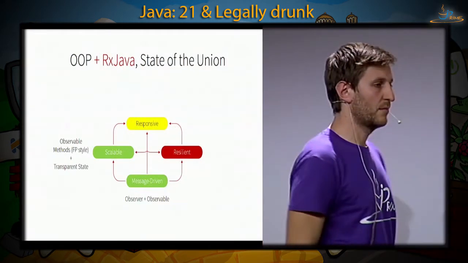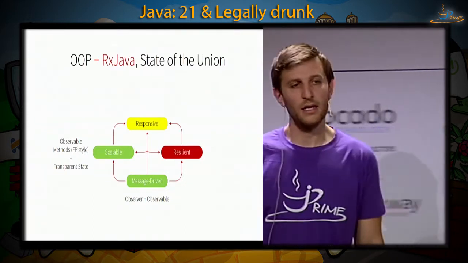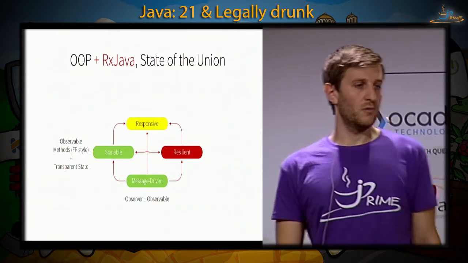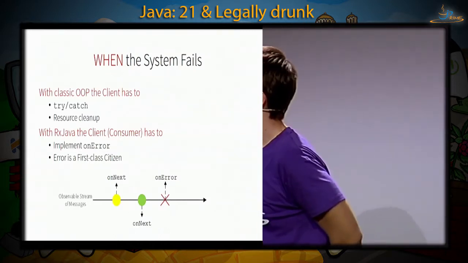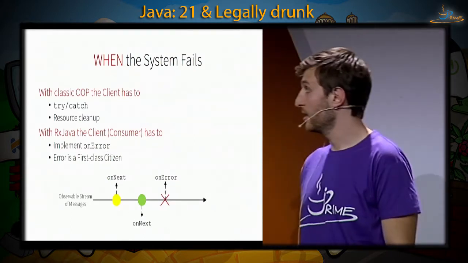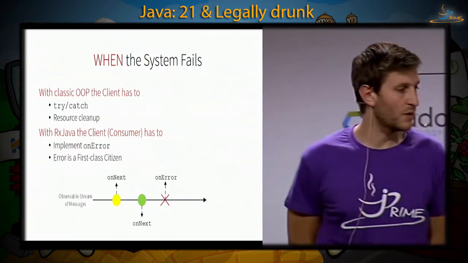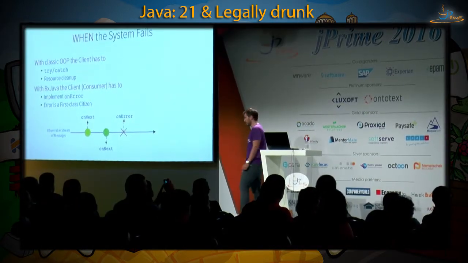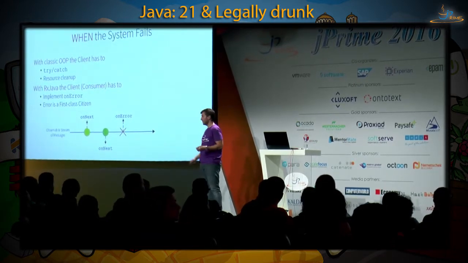So in order to tackle scalability, we introduced a bunch of observable FP style methods, and we also started handling state transparently. Now let's talk about resilience. Well, as I said, my problem with the classic OOP approach was that try catch is up to the client, and that resource cleanup is also up to the client. On the other hand, with RxJava, all the client has to do is implement the onError method, and nothing else.